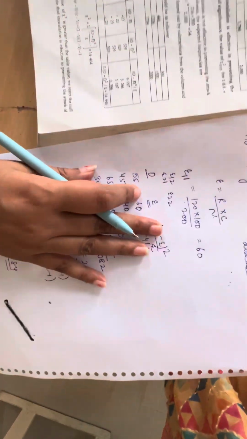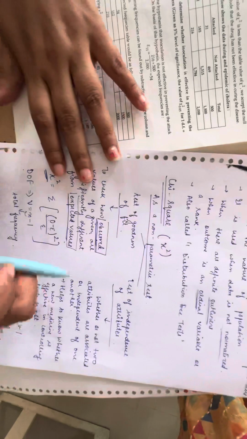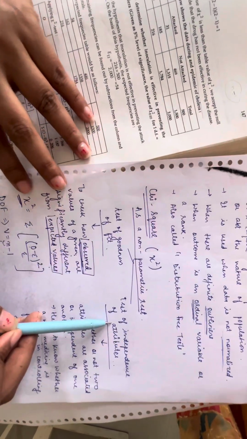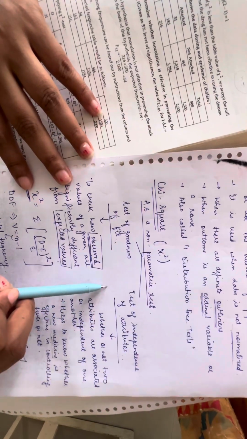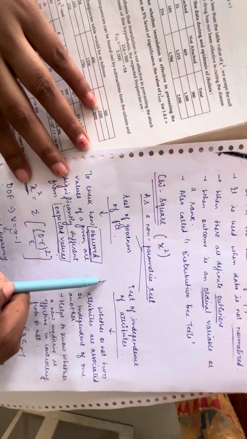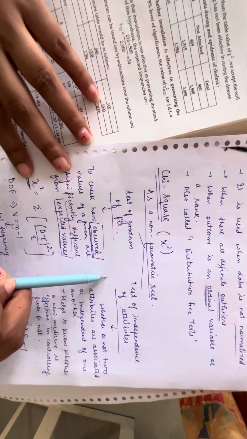In this way, I hope you are able to understand both the terms of the non-parametric test: the test of goodness of fit and the test of independence of attributes. In this, we have covered the chi-square. In the next class, we are going to the next topic of non-parametric tests. Thank you.